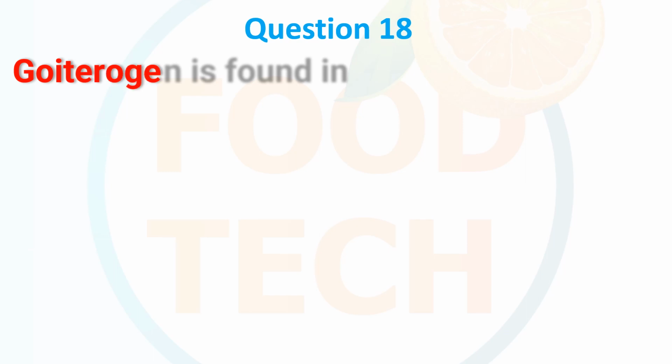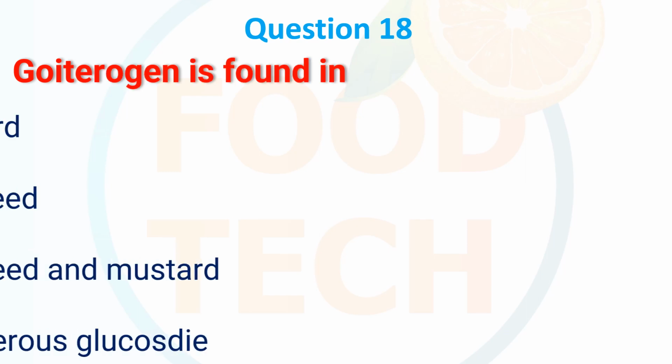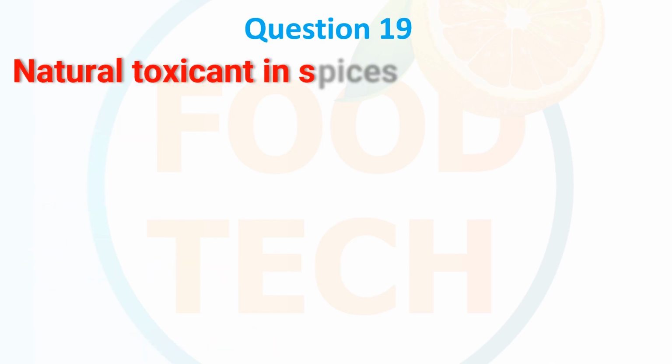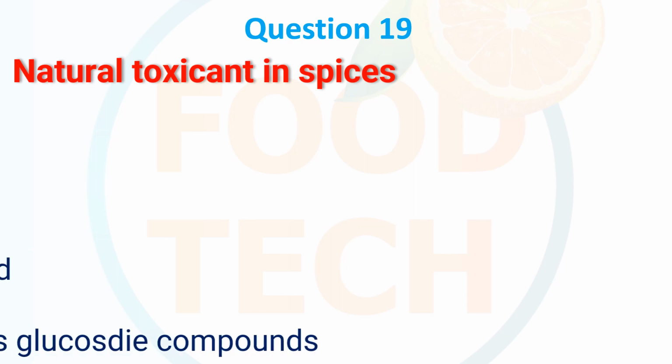Goitrogen is found in A. Mustard, B. Rapeseed, C. Rapeseed and mustard, D. Cyanoferrous gluconoside. The answer is C. Rapeseed and mustard.